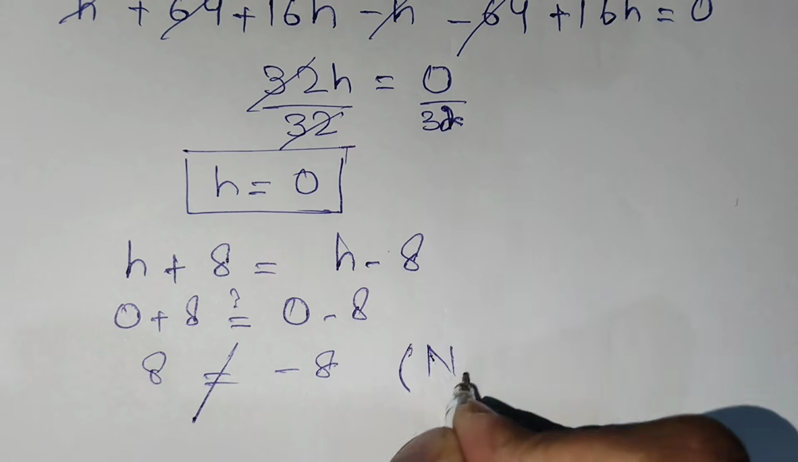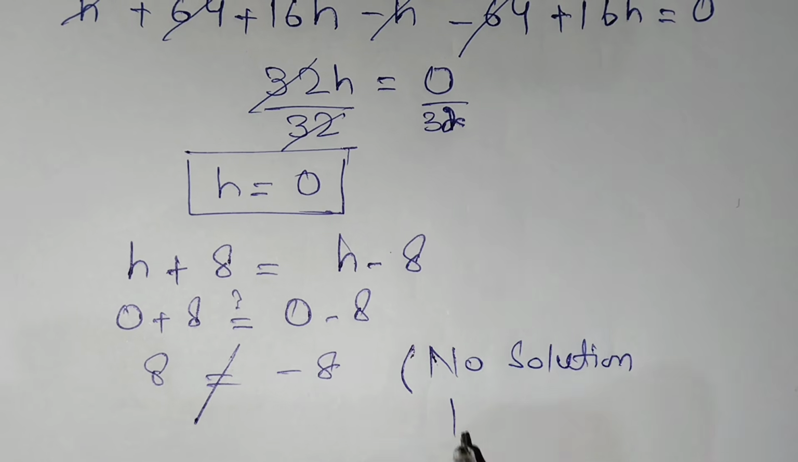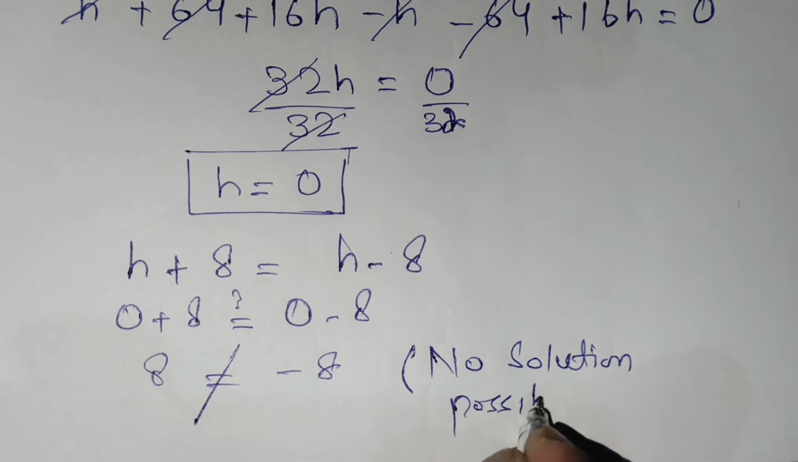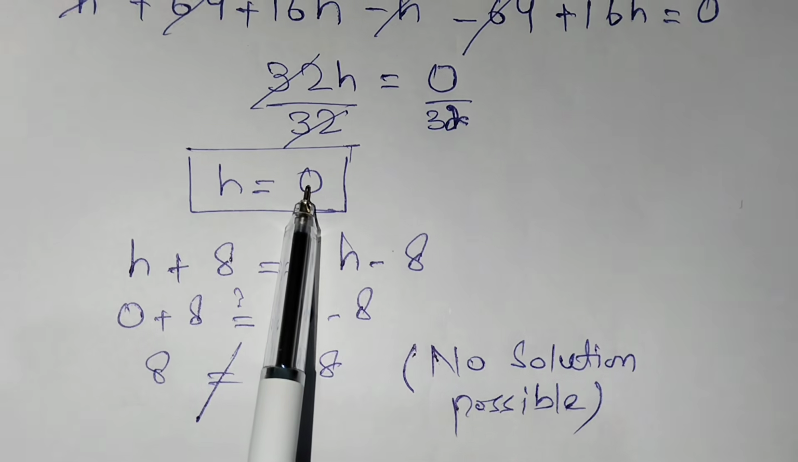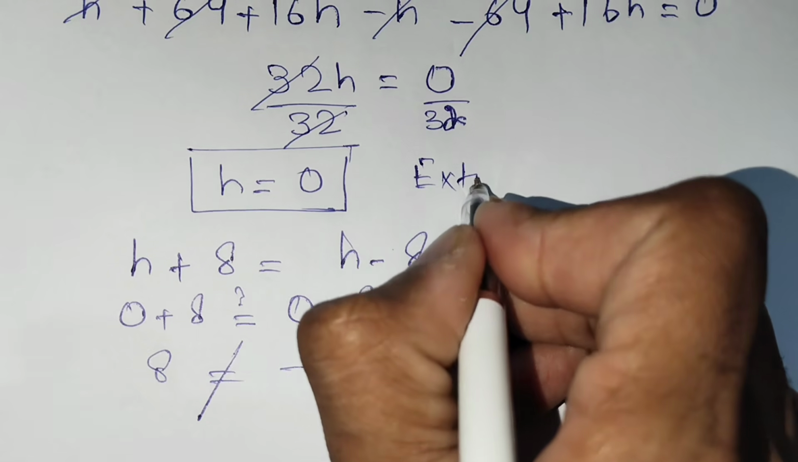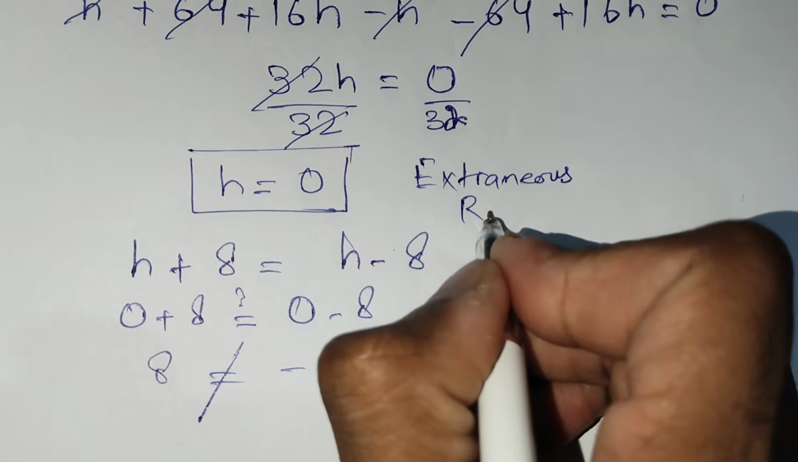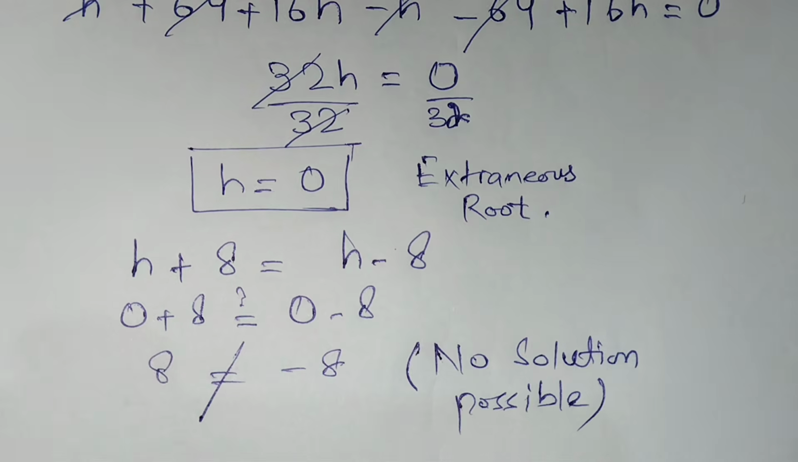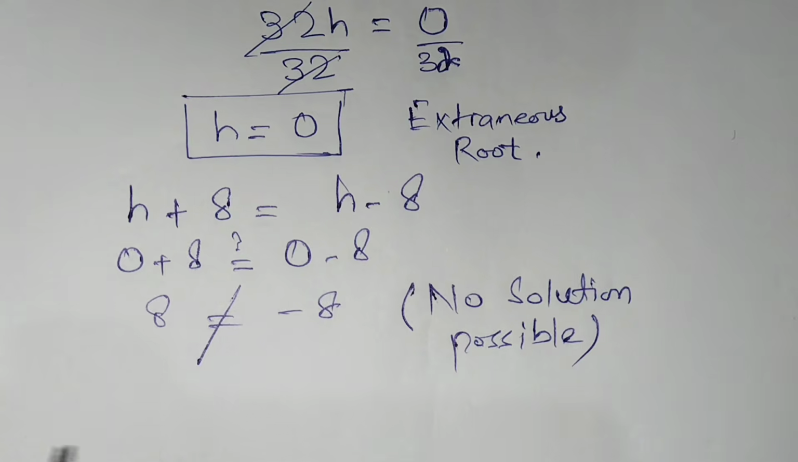So no solution is possible for this equation, as we have h equal to 0, but this is an extraneous root. The root which does not satisfy the original equation is called an extraneous root. So no solution is possible for this equation.